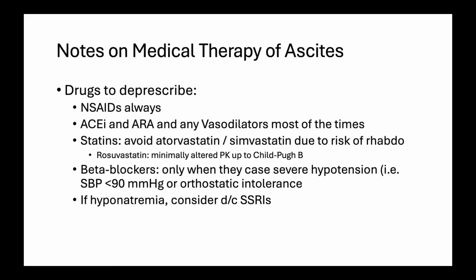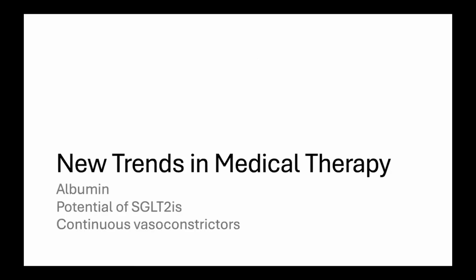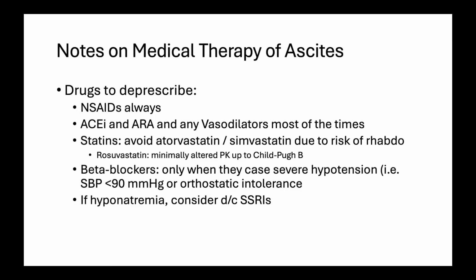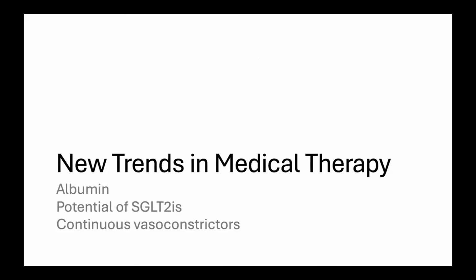If there is hyponatremia, it's important to consider discontinuation of SSRIs or looking for an alternative, because they can cause hyponatremia, and that makes the treatment with diuretics very difficult. I think these are a few tips that can transform diuretic-intractable ascites into a treatable ascites. Again, the goal is to minimize the patients in which we need to jump into paracentesis.